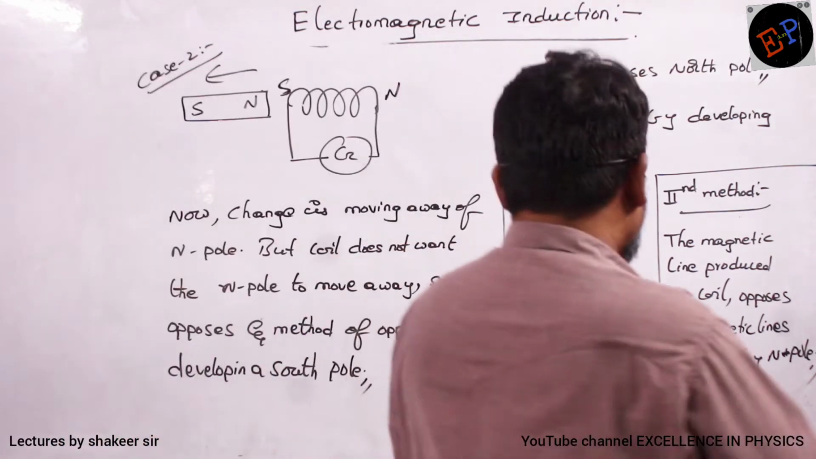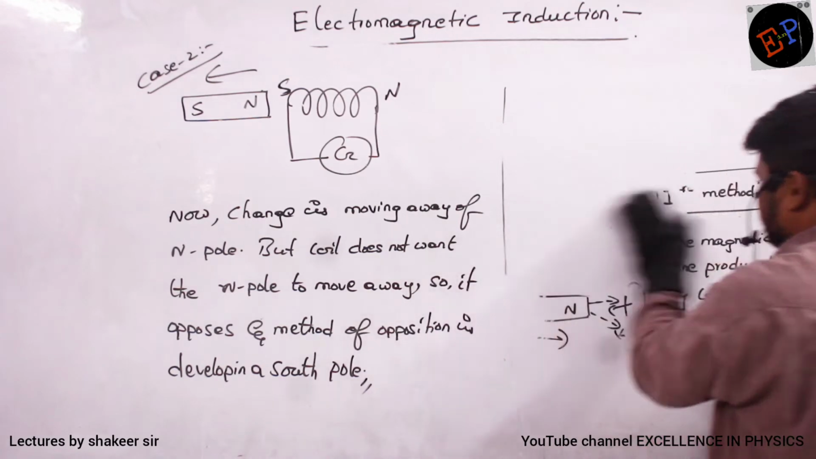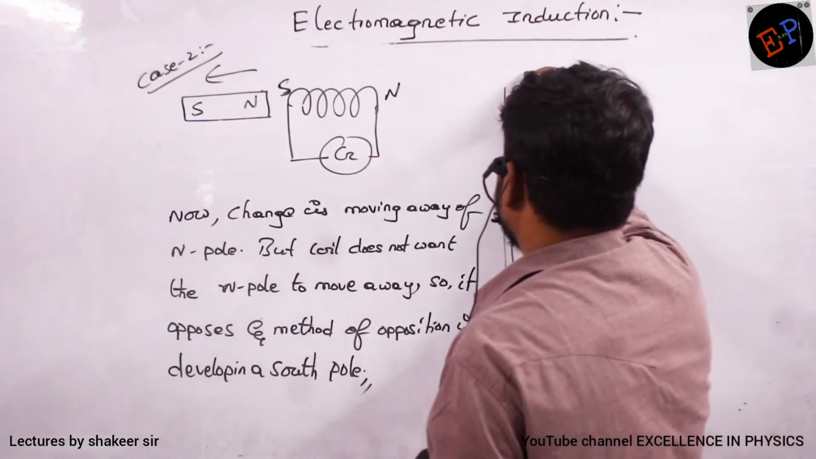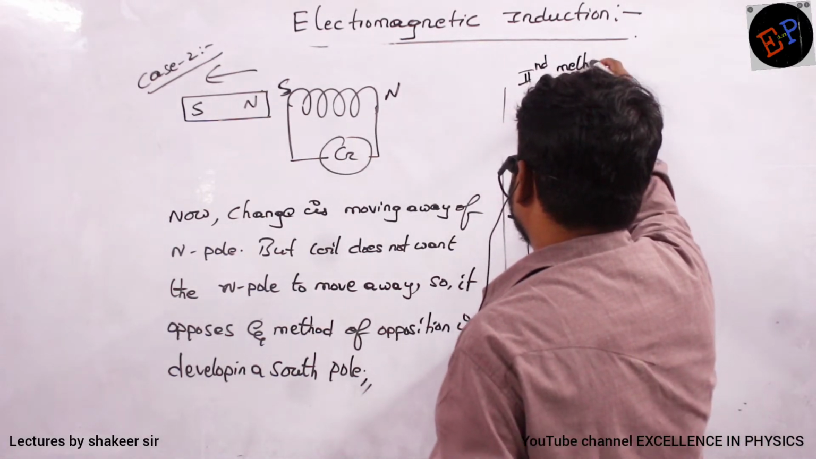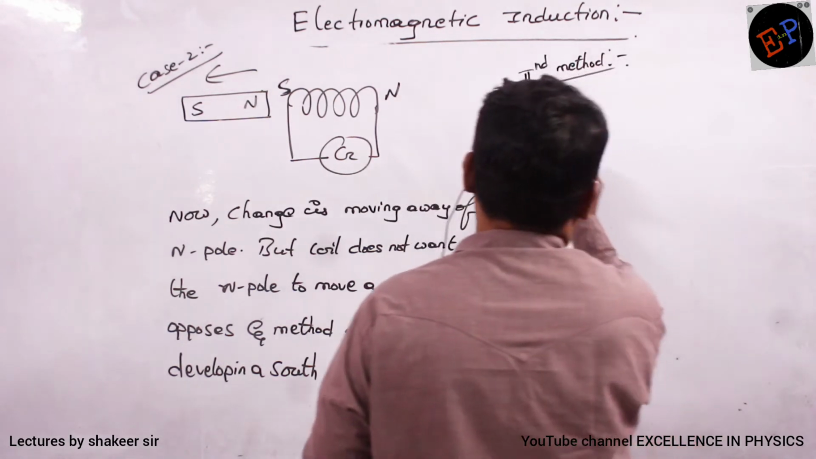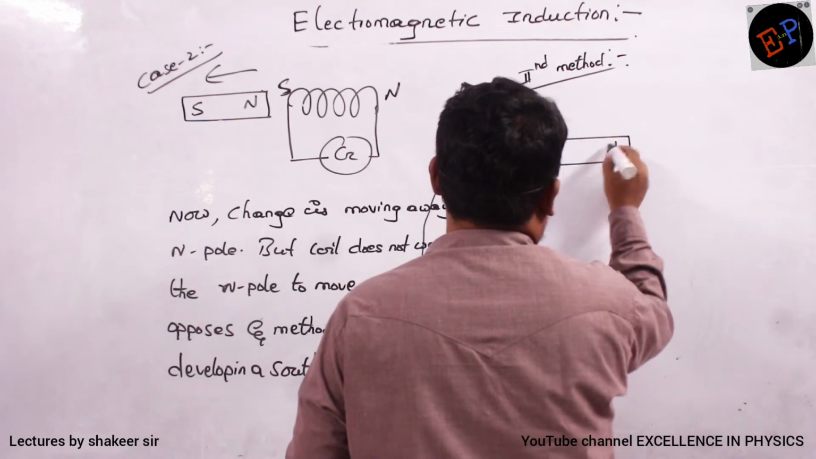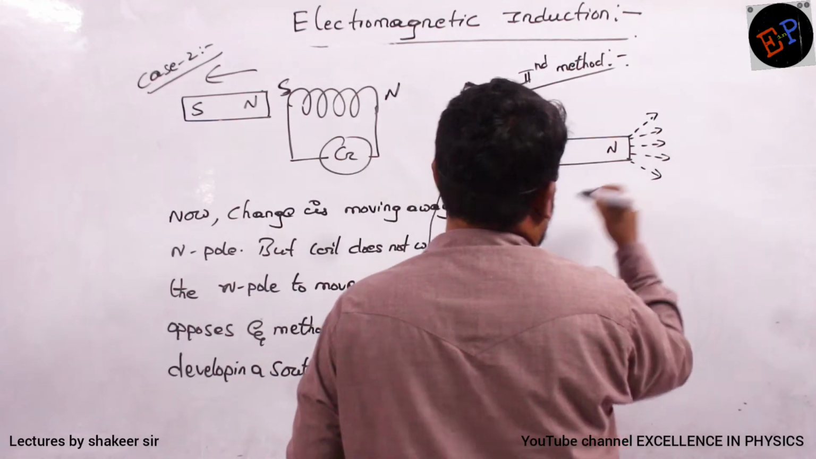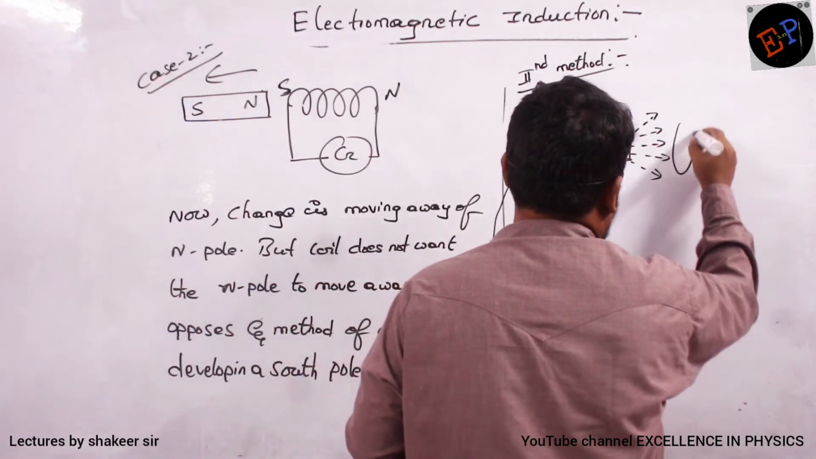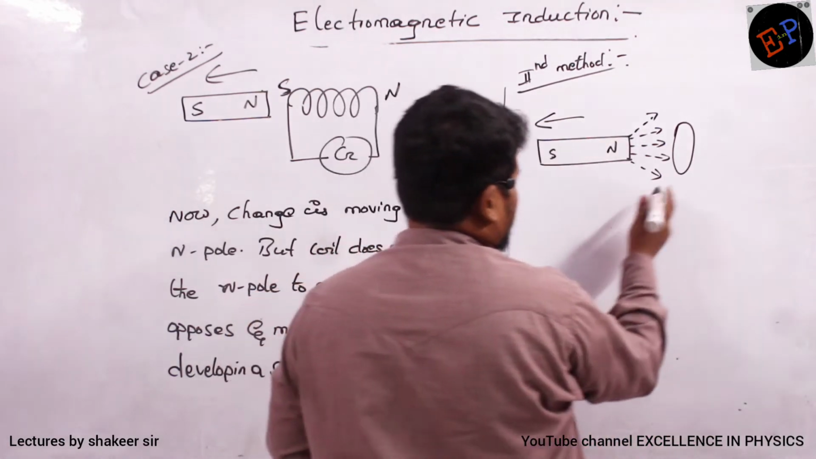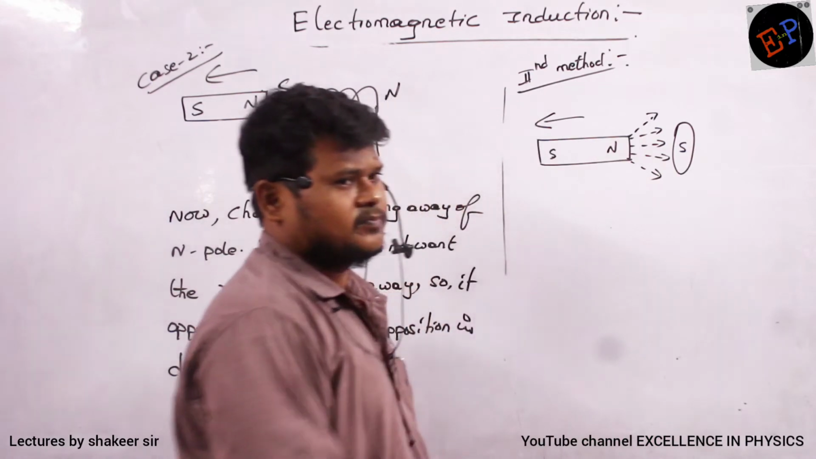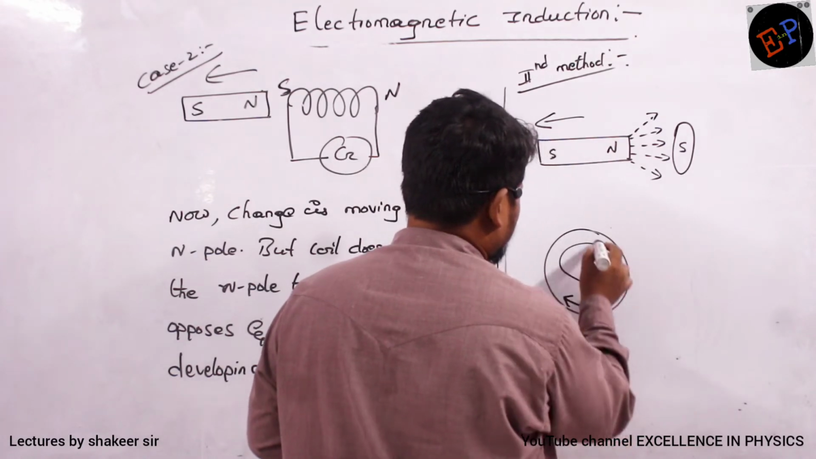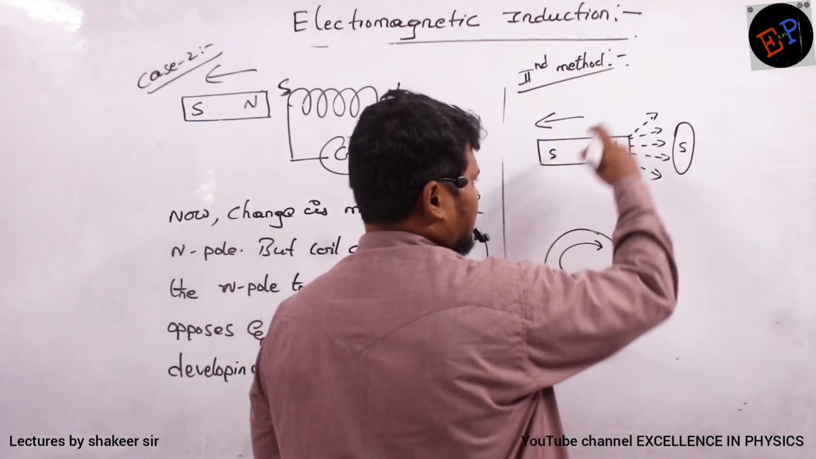Now see, now we will study the second method of explaining the Lenz law, how it is opposing. One method we have understood, no? It develops a south pole. The second method is this: now see, this is the north pole and these are the magnetic lines given by the magnet. The coil is somewhere here. Okay, ma? Now this is moving away. This has developed a south pole. Clear, na? And south pole means this is the direction of current. Correct? Current flows in this particular direction.